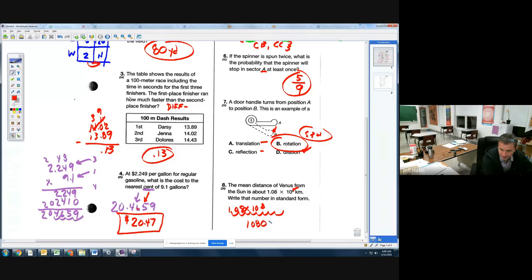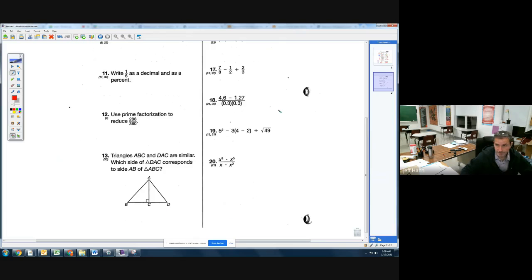with 6 zeros. And please do us all a favor and stick some commas in there so it's easy for Mr. Hahn to grade, look at, and read. So in standard form, that is 108 million. 108 million. Here we go, ladies and gentlemen.